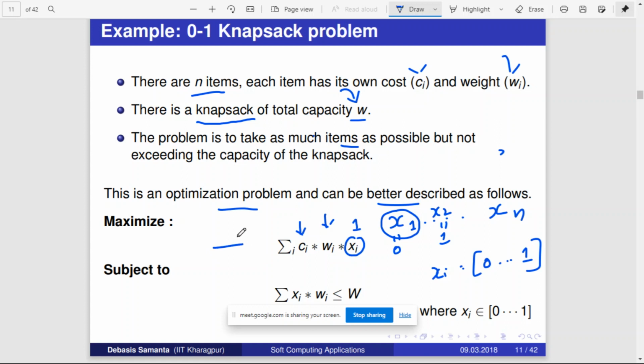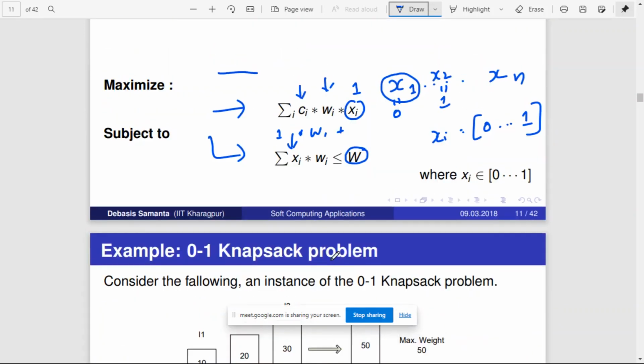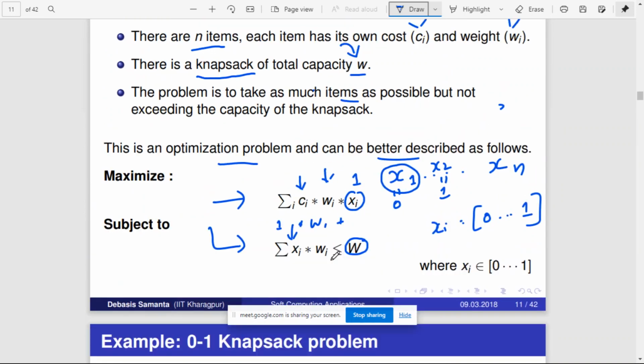So this is the problem, and here the objective is what? To maximize the cost, right? And there is a constraint. What is the constraint? The constraint is that the overall weight should not exceed W. So xi will be 1 only for those items which the thief is taking. The remaining will be 0. So 1 into Wi, and the summation of all of these should not become greater than W. This is how this problem can be represented mathematically. Here we just defined the problem mathematically.